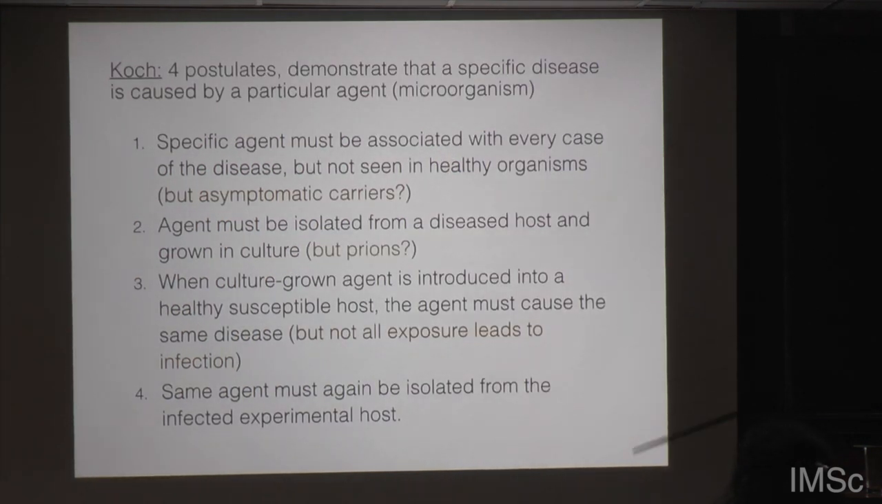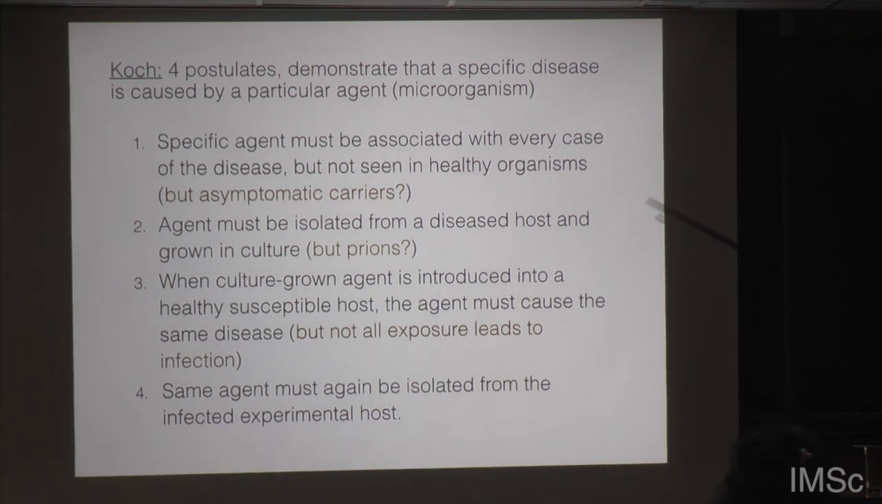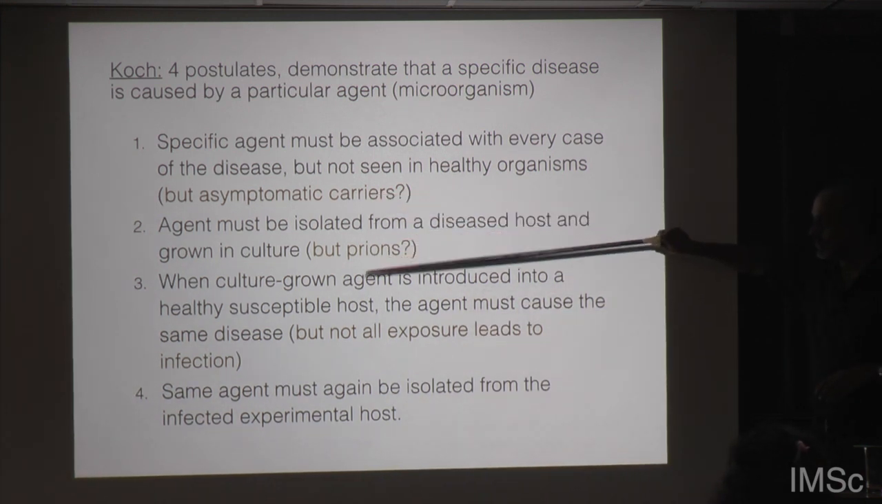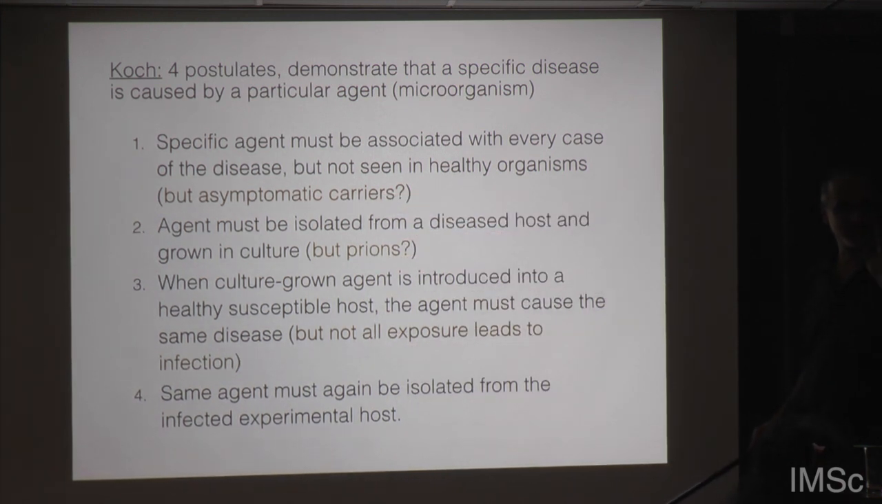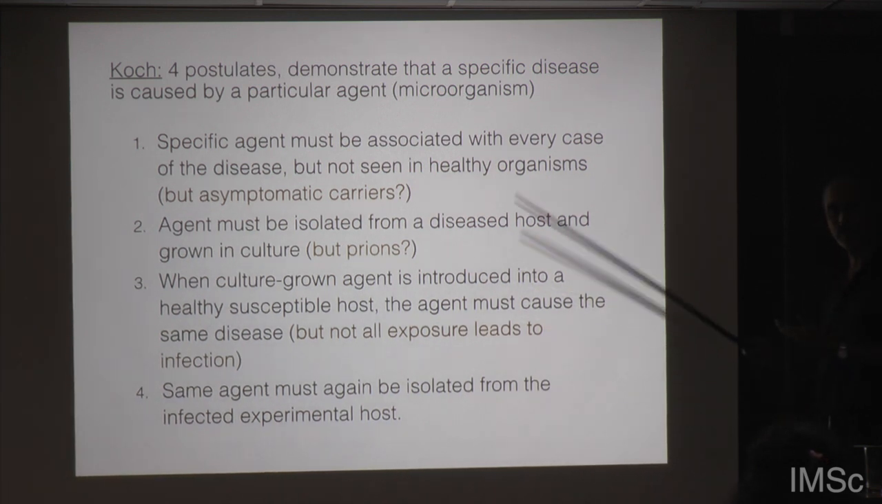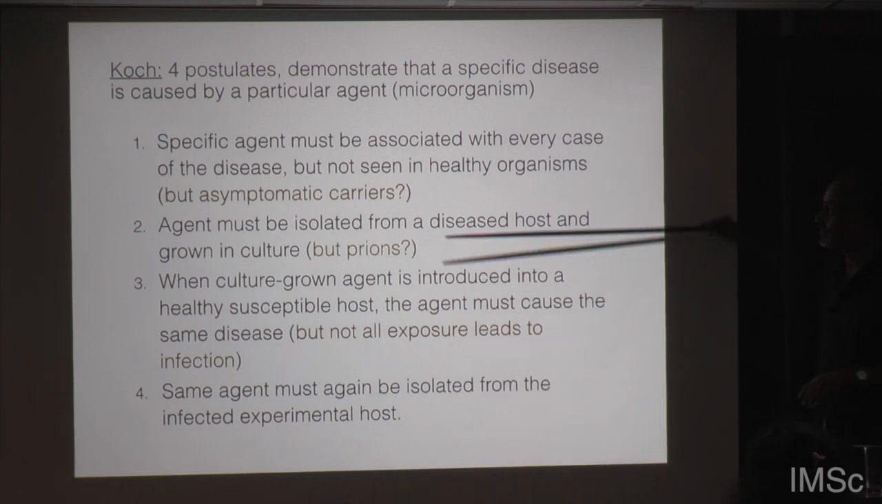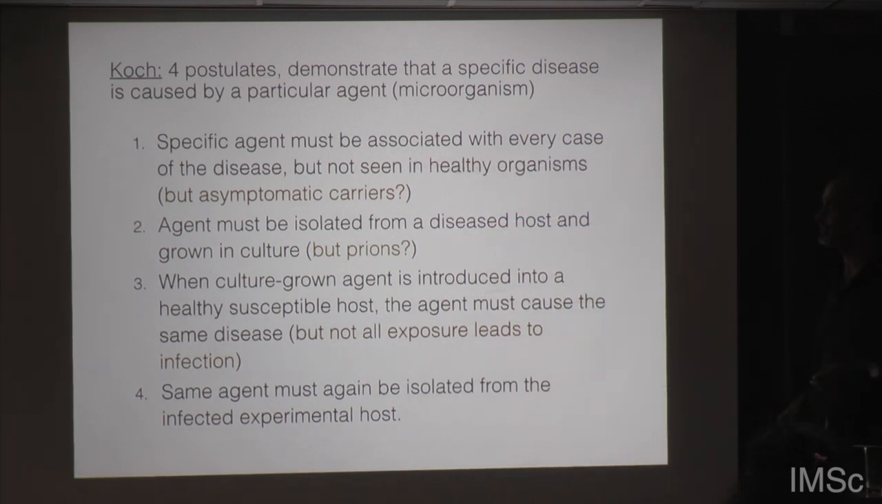But these are important because these are what are normally used when you think about identifying the cause of a disease. So Koch introduced what are called four postulates that determine whether a specific disease is caused by an agent, a microorganism. So what's in here are various caveats to what Koch originally wrote, and these are not as important now as they were 50 to 100 years ago. But the first point is that there must be a specific agent that is associated with every case of the disease, but it should be absent in healthy organisms.